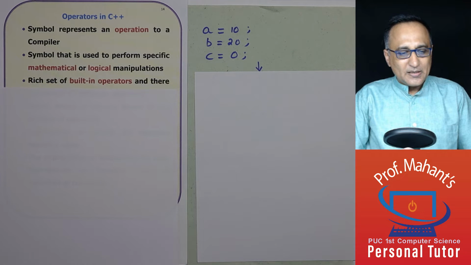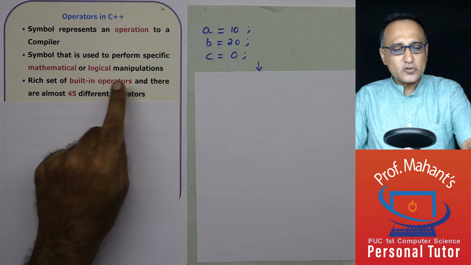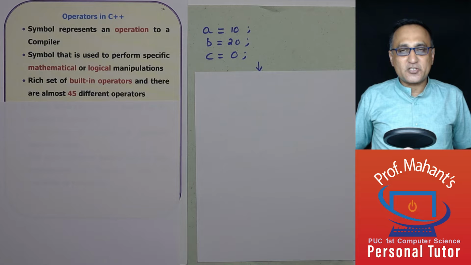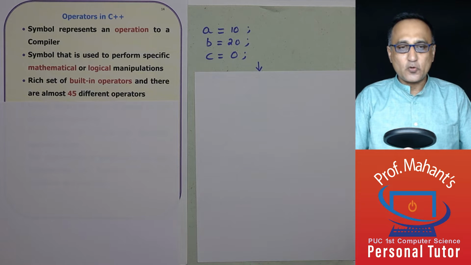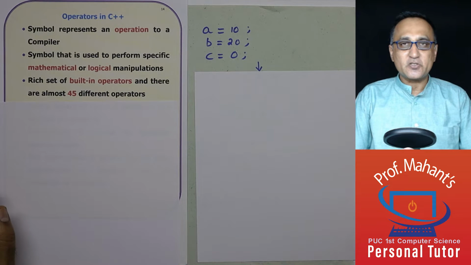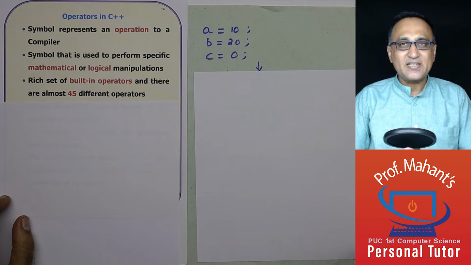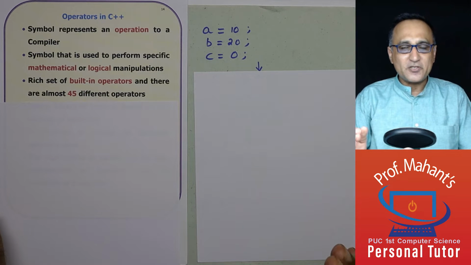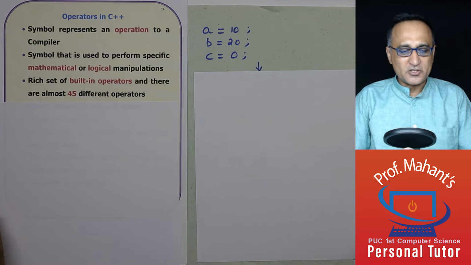So these operators are symbols that are used to perform specific mathematical operations like addition, subtraction, multiplication, division, and so on, or logical manipulations. What do you mean by logical manipulations? True, false, greater than, lesser than. All these are examples of different logical manipulations you can perform. Left shift a bit, right shift. These are all examples of logical operations.